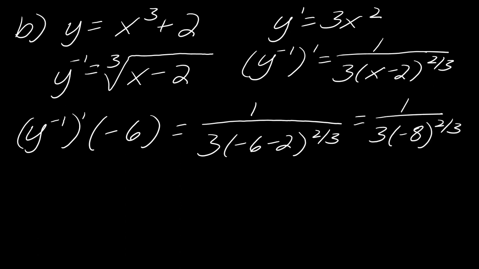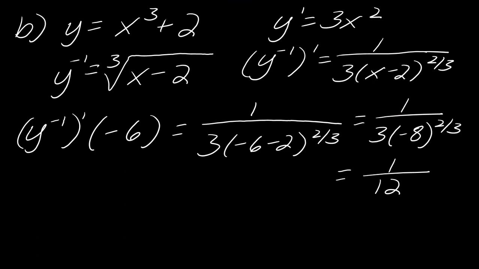So this is really going to come out to 3 times -8 to the 2/3. So remember, how do you evaluate this? First, you take the cube root of -8, which is -2, and then -2 squared is +4. So this will come out to 1/12 when all is said and done.